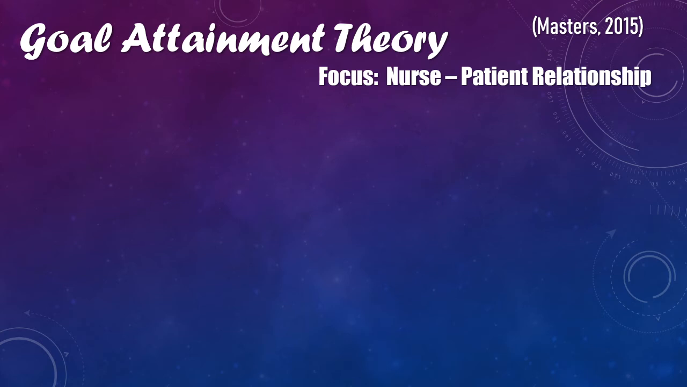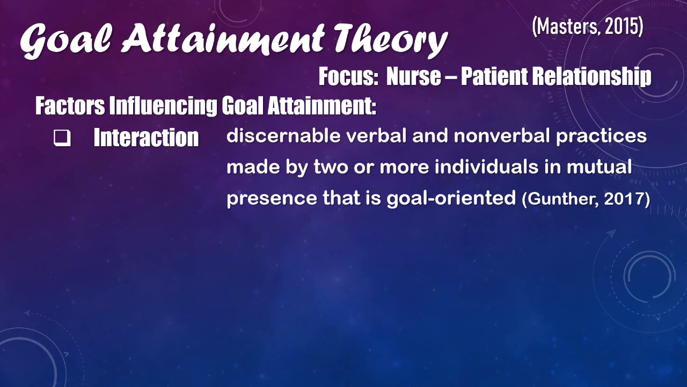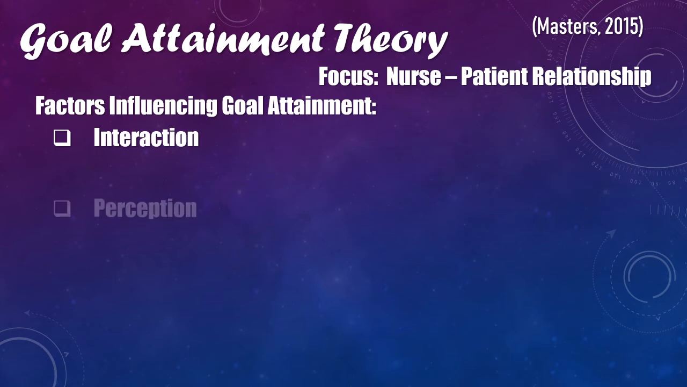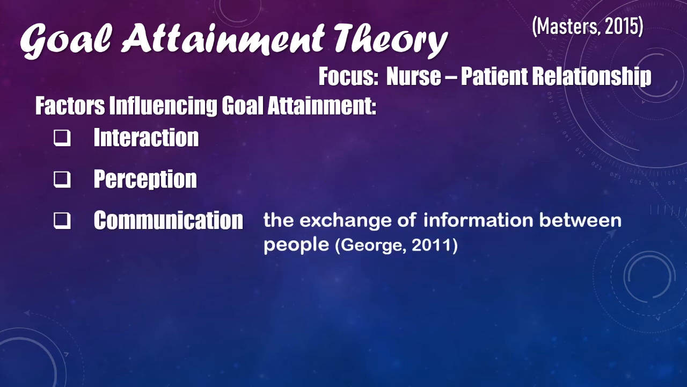She identified the concepts influencing a person's ability to attain goals. First is interaction, described by Gunther as the discernible verbal and nonverbal practices made by two or more individuals in mutual presence that is goal-oriented. Second one is perception, which refers to how each person sees the actual situation he is in. Communication is the exchange of information between people, as stated by George.